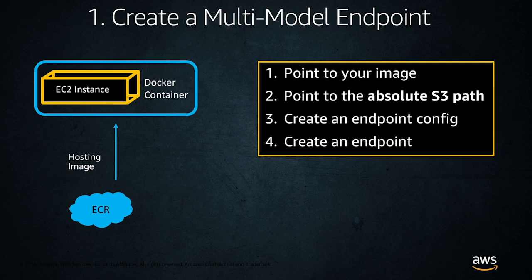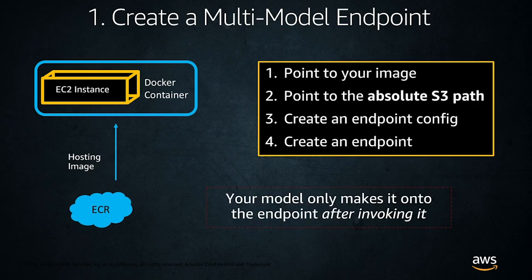And so when you create this multi-model endpoint, you're creating, again, a normal endpoint. You're just going to specify that it supports multi-model, and you're going to point to, again, that absolute S3 path. Create your endpoint config, create your endpoint, and the thing to know is that in this case, your S3 model artifact is only going to make it onto that endpoint after you start invoking it. So it's not going to get copied onto that endpoint when you create it. It is only going to get copied onto that endpoint after invocation begins.